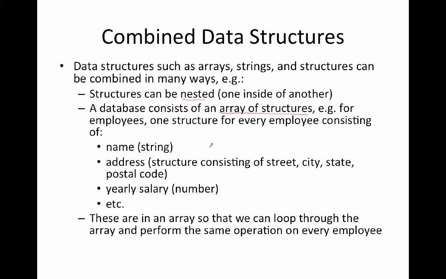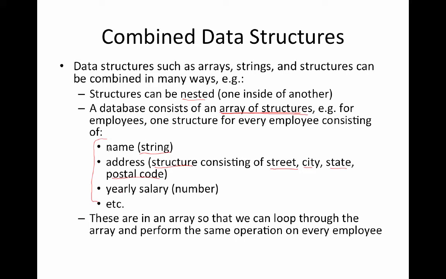So for example, if you had a company and you wanted to have a database of your employees, you would have one structure for every employee, and that would consist of things like their name, which is a string, their address. Now that could be a structure itself, which consists of separately the street, city, state, and the zip or the postal code, and the person's yearly salary. So again, what you have is an array of structures. You have one structure for every person.